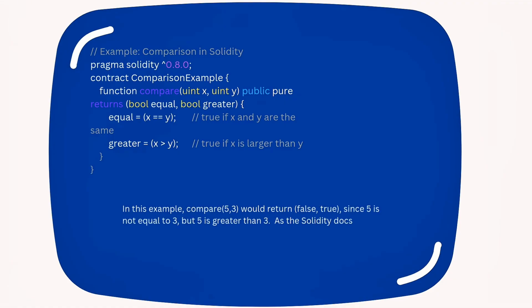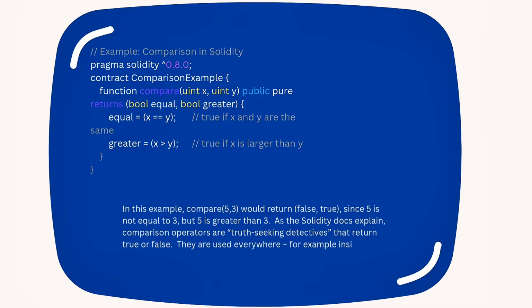As the Solidity documentation explains, comparison operators are like truth-seeking detectives that return either true or false. They are used everywhere. For example, inside if statements or require checks. Require that balance is greater than or equal to amount, otherwise show the message not enough funds.